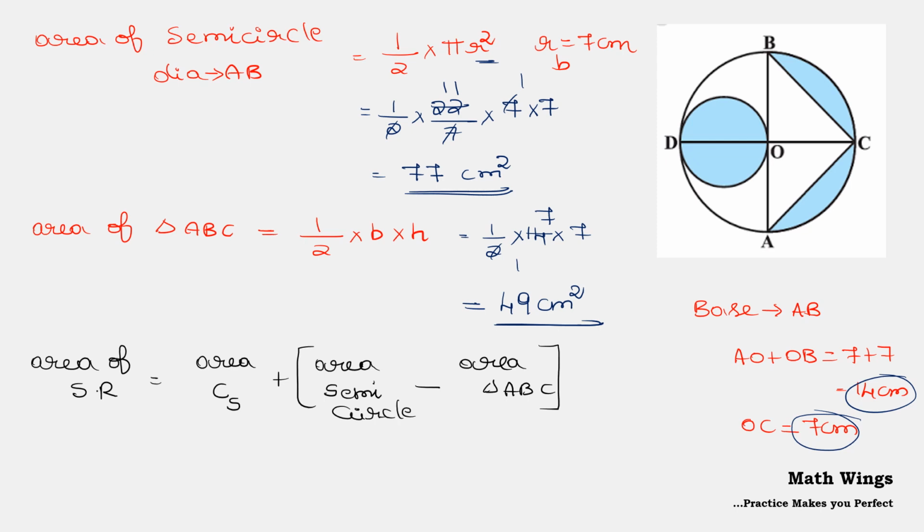When we substitute, the area of the smaller circle we got as 38.5 plus, what's the area of the semicircle? It is 77 centimeter square. So it is 77 minus, what's the area of the triangle? It is 49. Now do the simplification here and tell me what answer you will get. Check.